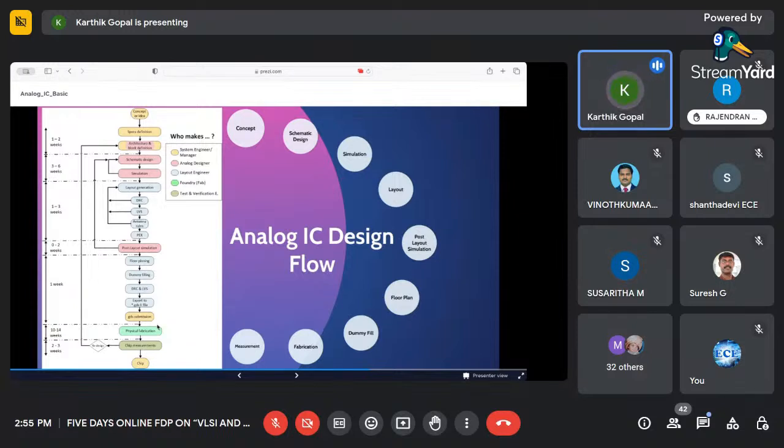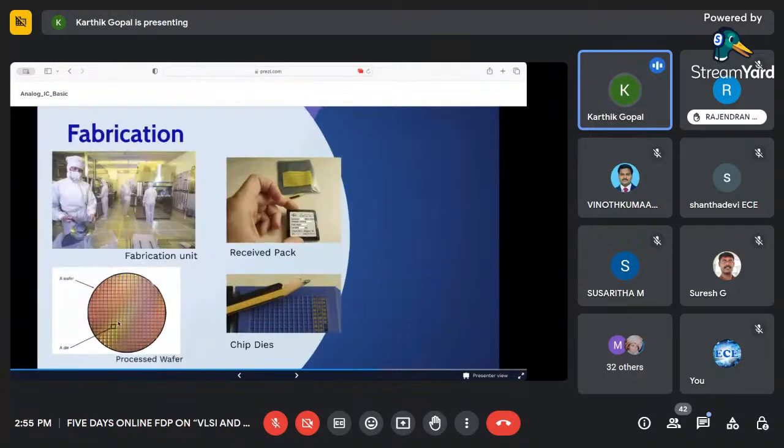Okay, so once it goes to a foundry, it goes for physical fabrication. So what does fabrication look like? This is the fabrication unit. On the top left is the wafer, and below is the processed wafer. So what is a processed wafer? It looks like a 12-inch wafer. All the squares inside are called dies. A die means, say you want to fabricate an LDO, that square is an LDO. So there are multiple LDOs inside this one wafer.